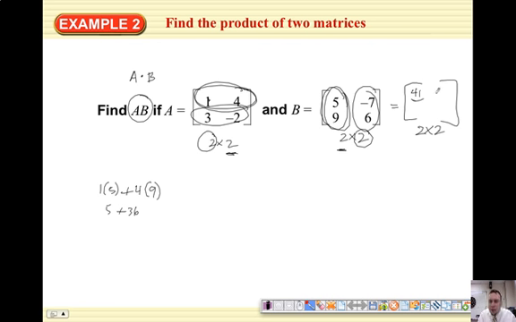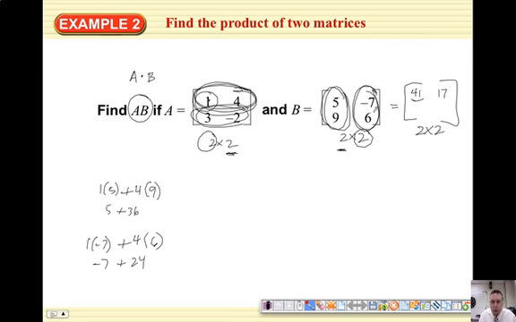Okay. Now, how do you get the next one? Well, this is the first row, second column. So I go first row, second column, and it goes in first row, second column. So here we go. 1 times -7. First one times first one. 1 times -7. We can do it in our head. Plus 4 times 6, because second one times second one. 4 and 6. Alright, here we go. That's -7 plus 24, which is 17.